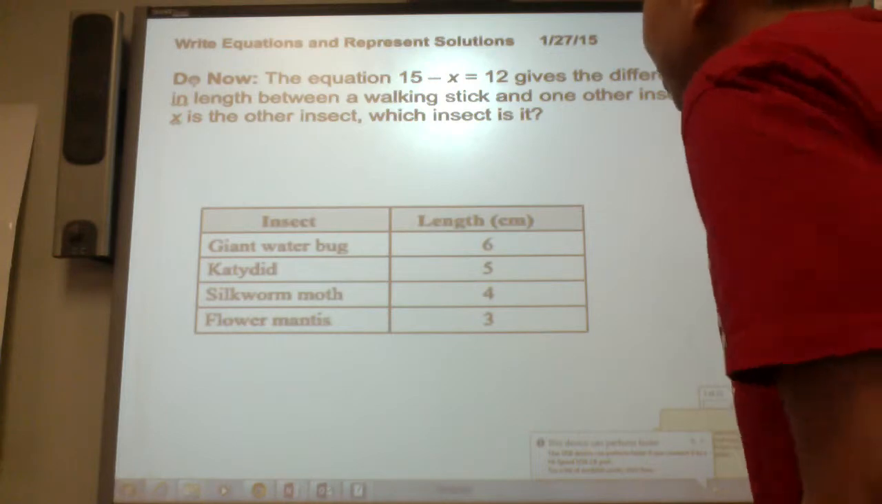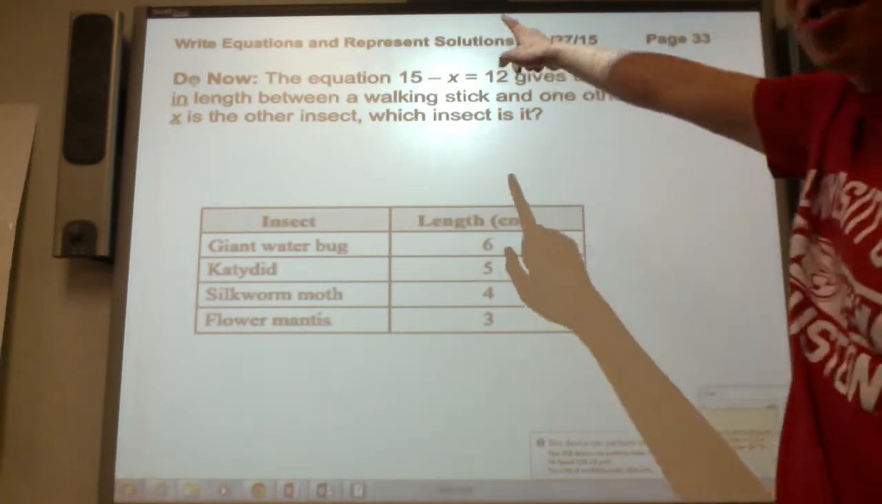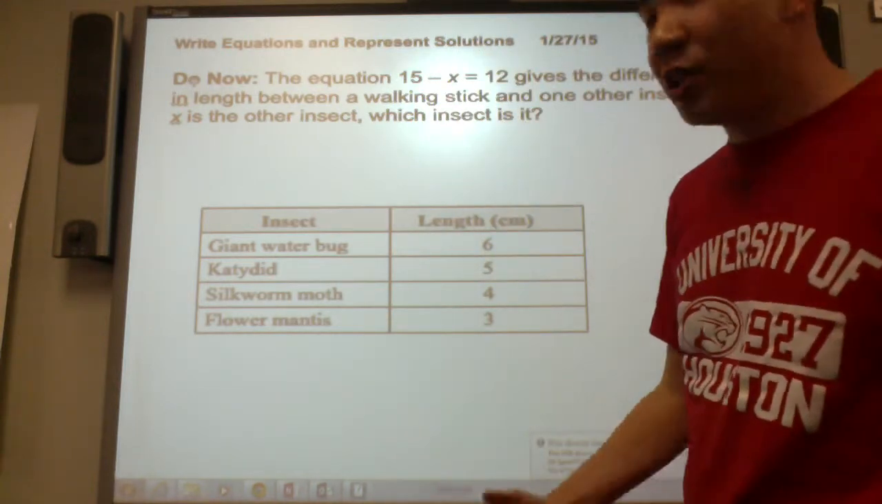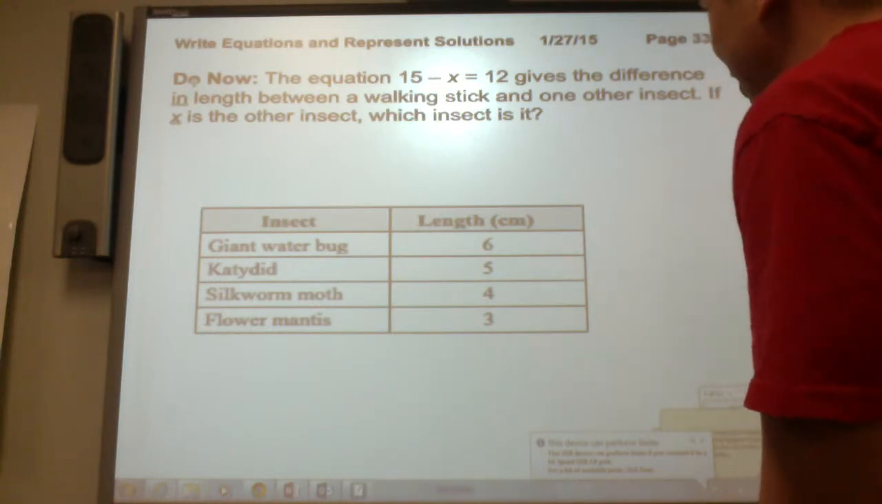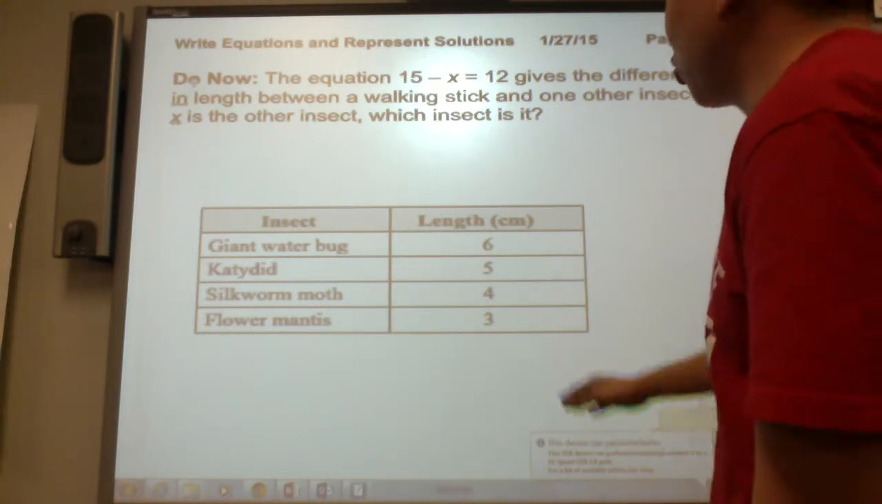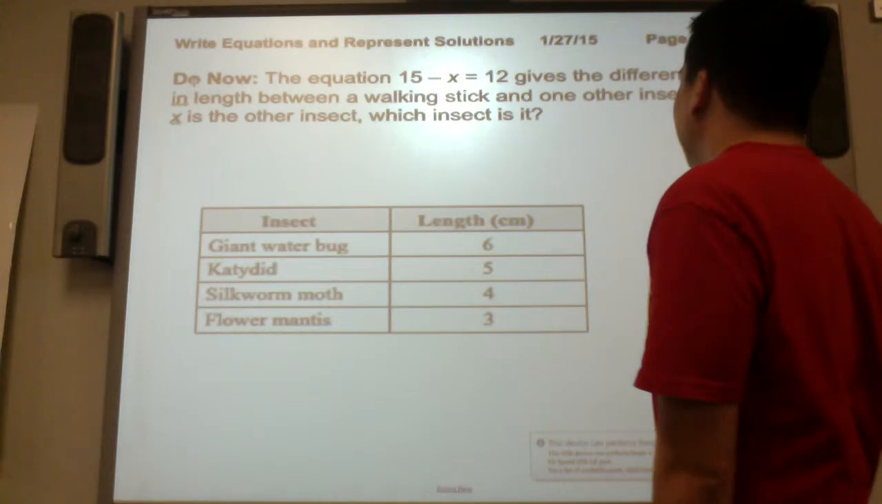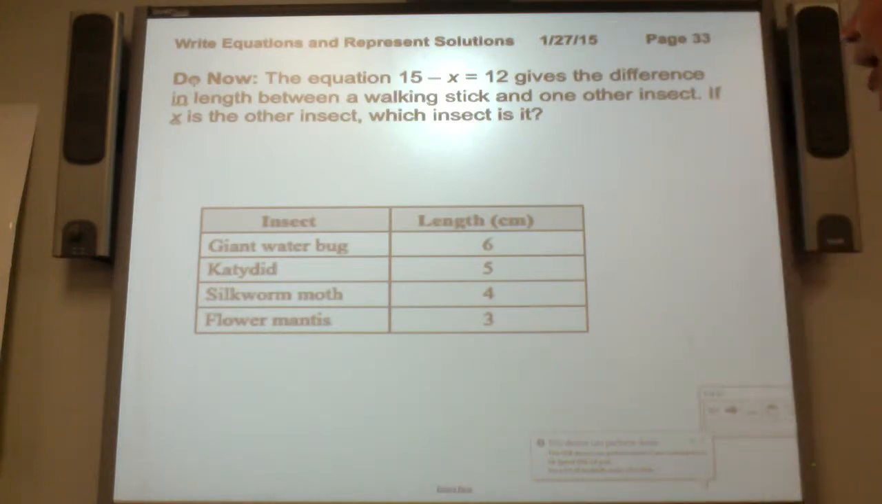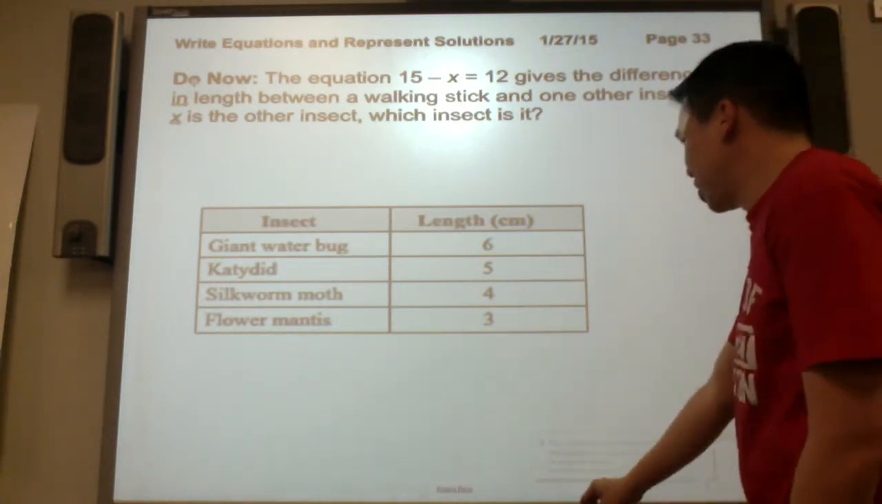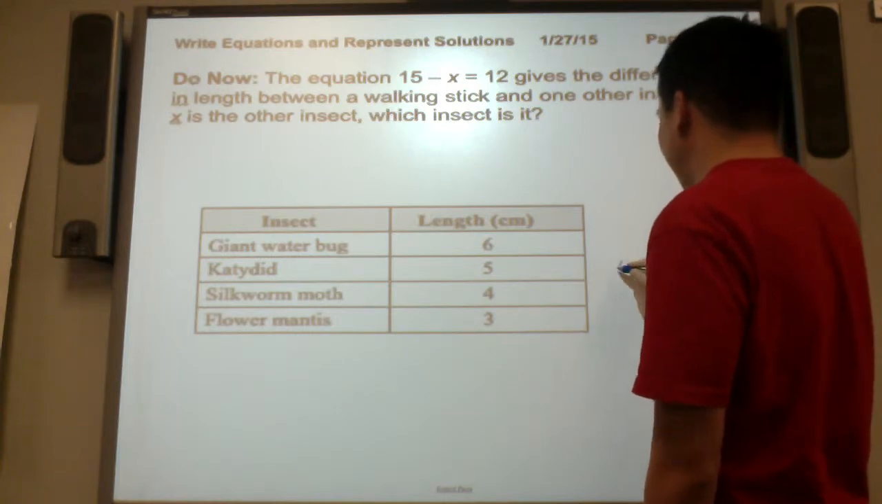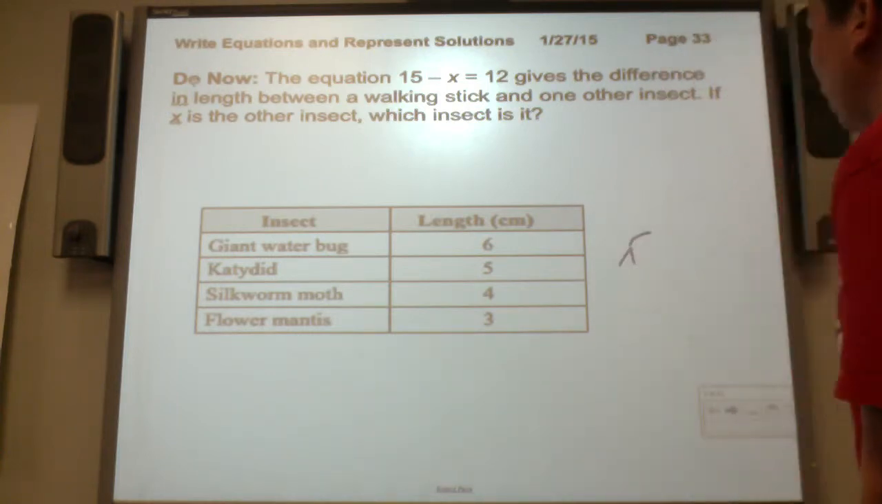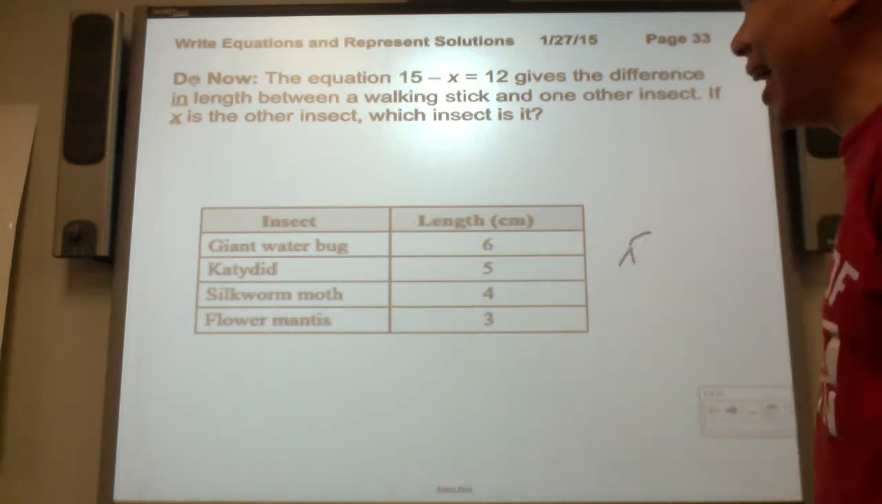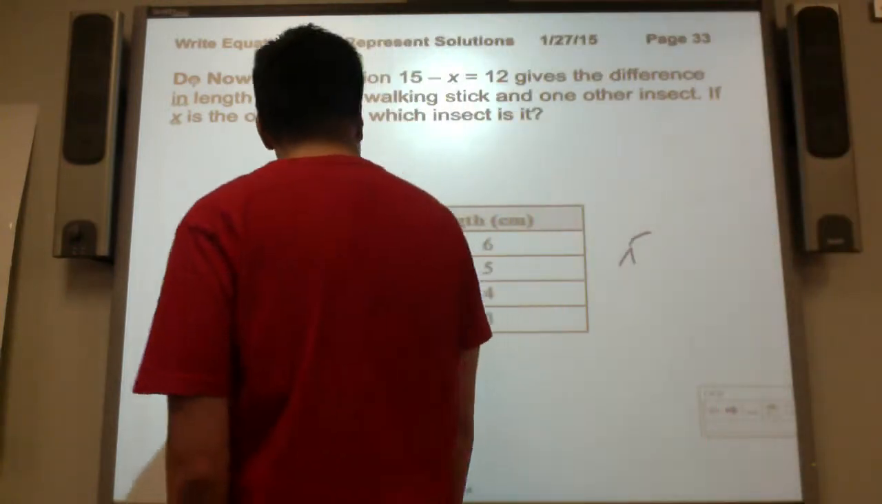The equation 15 take away x, and x can be a given number. We do not know what this number is. Take away is equal to 12. This is an equation because it's this and that. It gives the difference in length between a walking stick, which is some kind of insect that looks like a stick, and one other insect. If x is the other insect, which insect is it?